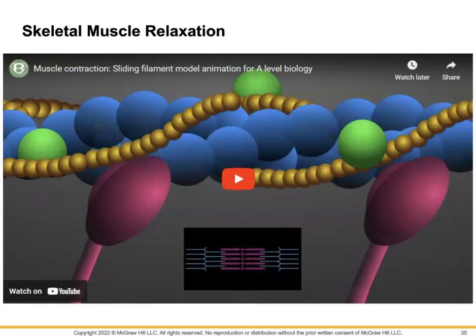So that's the important thing I wanted to bring up here: even though that sarcomere shortens, it is not shortening the myofilaments. It is simply sliding the thin filaments past the thick filaments. Therefore, it is called the sliding filament theory.